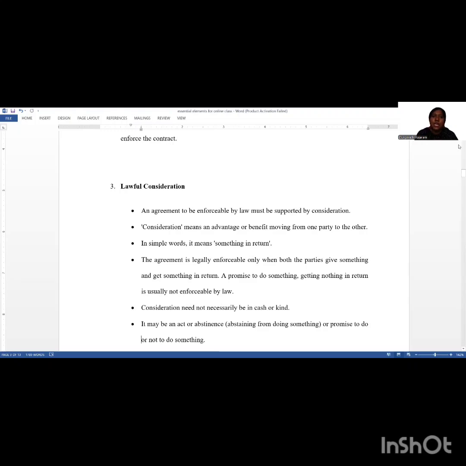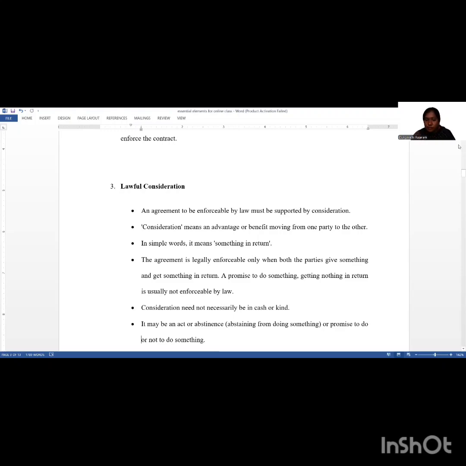Now let us see. An agreement to be enforceable by law must be supported by consideration. So anything which is enforceable by law should have consideration. This is very important. Now what is consideration? It means an advantage or benefit moving from one party to another. That is a benefit, something in return I should get.